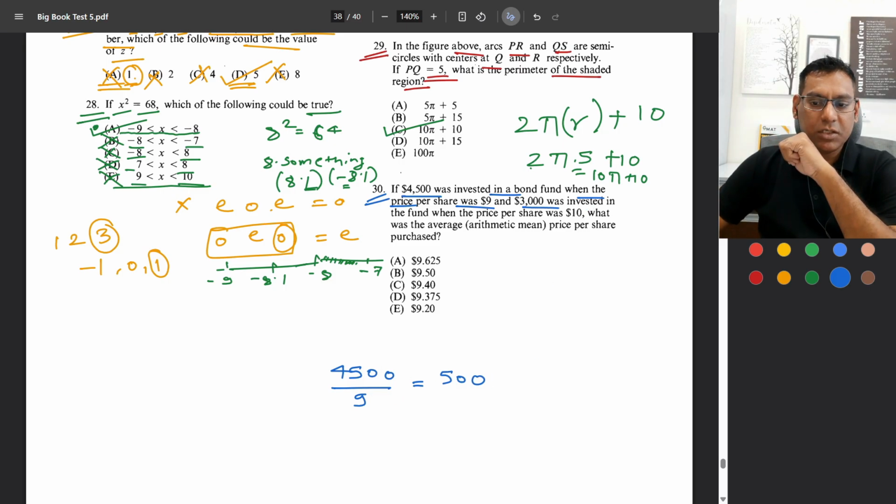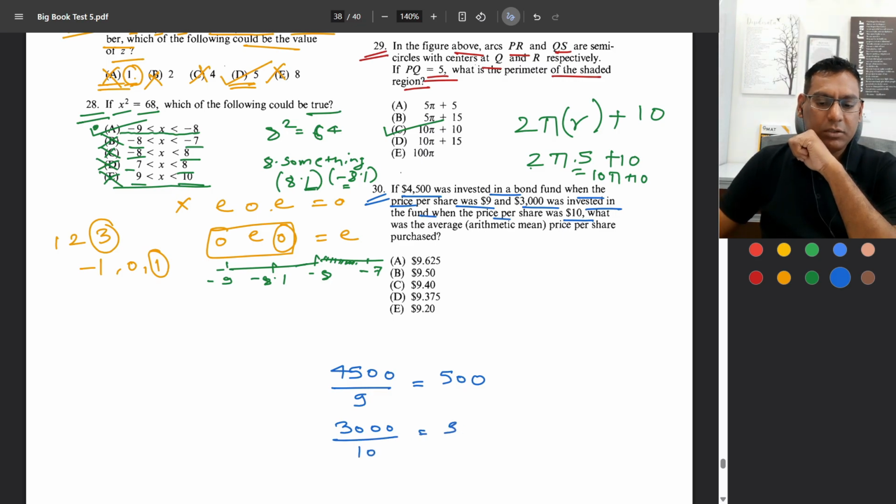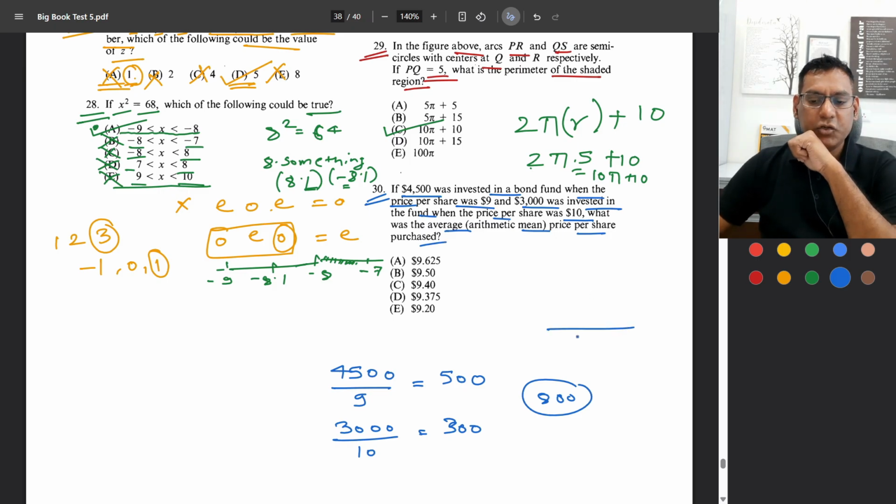And $3,000 was invested in the fund when the price was $10. Okay, so 3,000 I put when the price was $10. I got 300 shares at that time. 300 times 10 is 3,000. So in total I've got 800 shares. All right. What was the average arithmetic mean per share purchased? So 800 shares, divided into what is the total cost? 7,500. 7,500, correct? Okay. So cross-cancel 75 by 8.